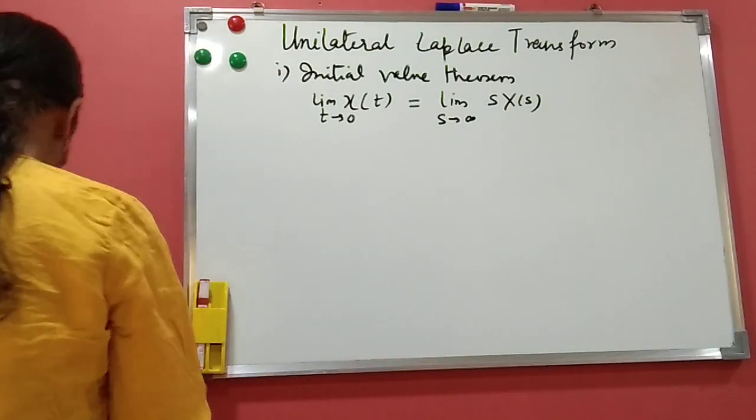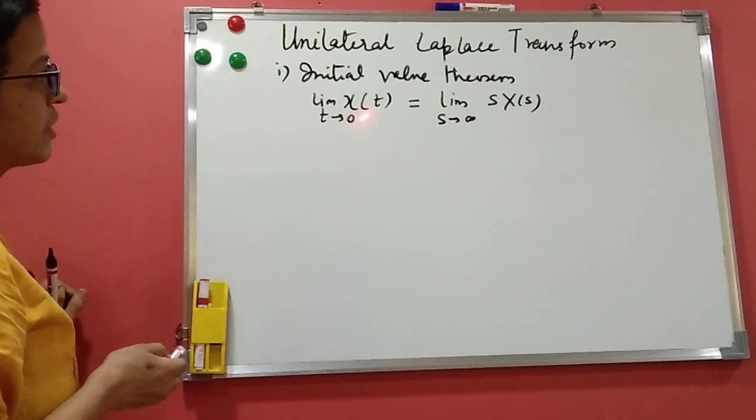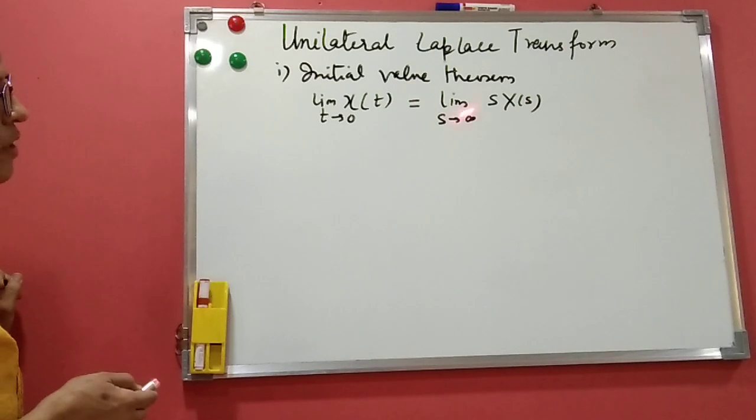That means the initial value of x(t), that is when t is 0, so x(0), can be obtained from X(s) by multiplying it with s and putting the value of s as infinity. This is nothing but the initial value theorem.